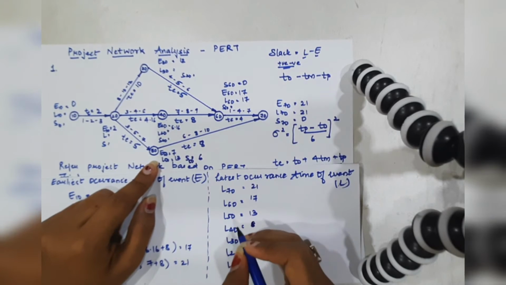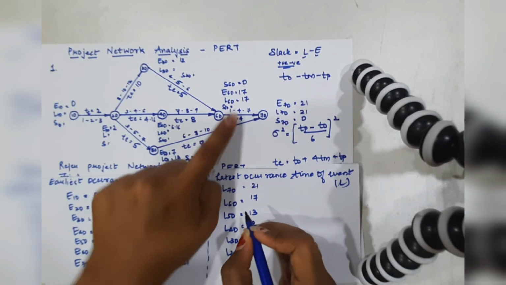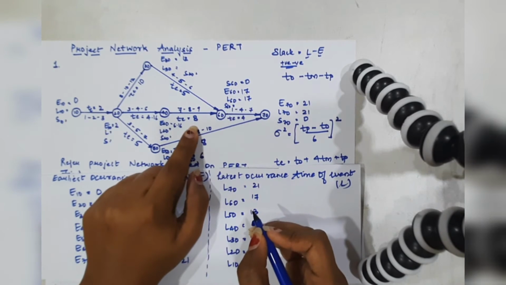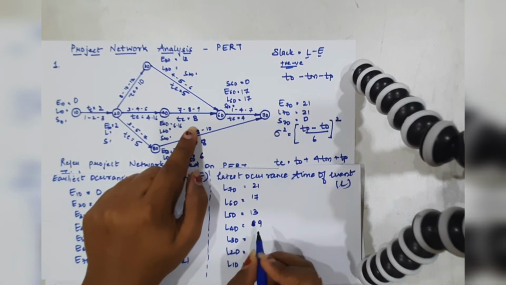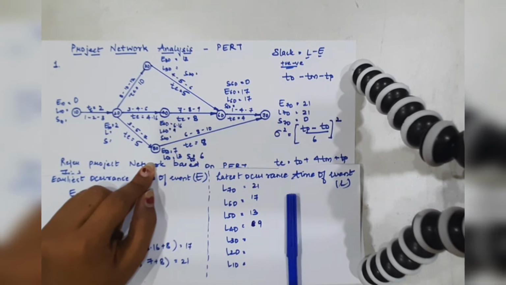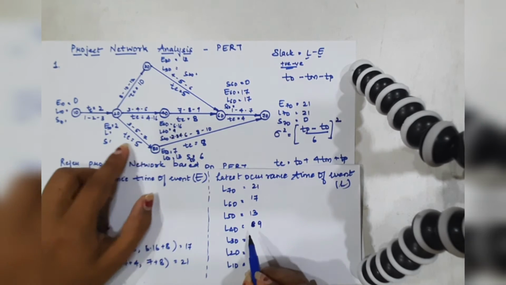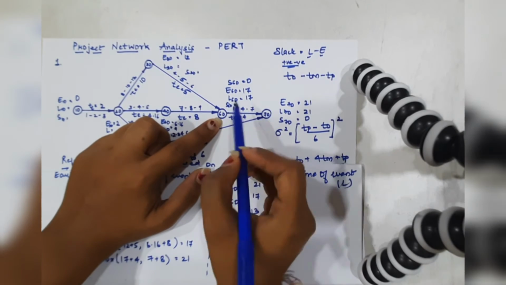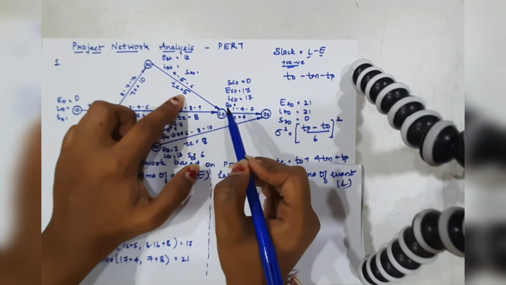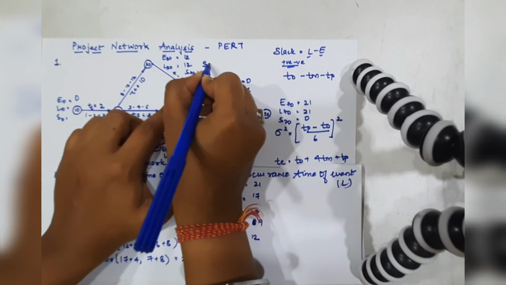Now calculating L40, it would be nothing but L60 minus 8. L60 is 17 minus 8, it would be 9. So we know this now, 9. So 9 minus 6.16 would give us the slack value as 2.84. Now L30 would be nothing but L60, that is 17 minus 5, so 12, and slack would be 0 simply.